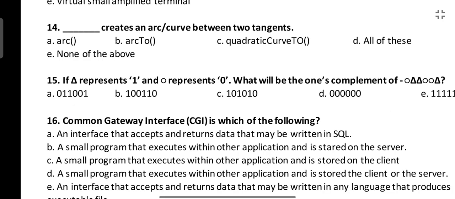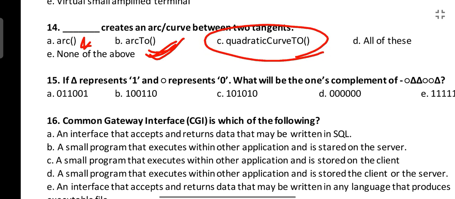Okay. Next is, dash creates an arc, an oblique curve between two tangents. So which function does this? The correct answer is the arc2 function. Whenever we have to create an arc between two tangents, arc2 is used. Option B, arc is a 5 parameter function, and this is used to create a quadratic curve.